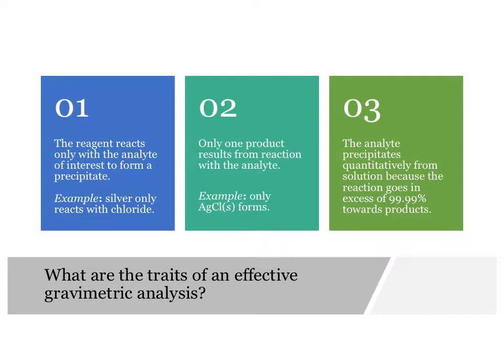The three major requirements for a good gravimetric analysis are that, first, the precipitating agent will react only with the analyte of interest to form a precipitate. Second, it forms one and only one product with the analyte. And third, that the analyte precipitates quantitatively from solution, or in other words, that almost all of the analyte precipitates.